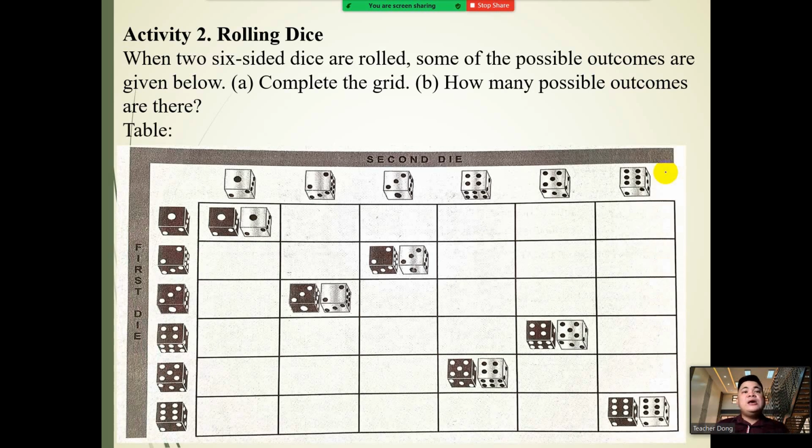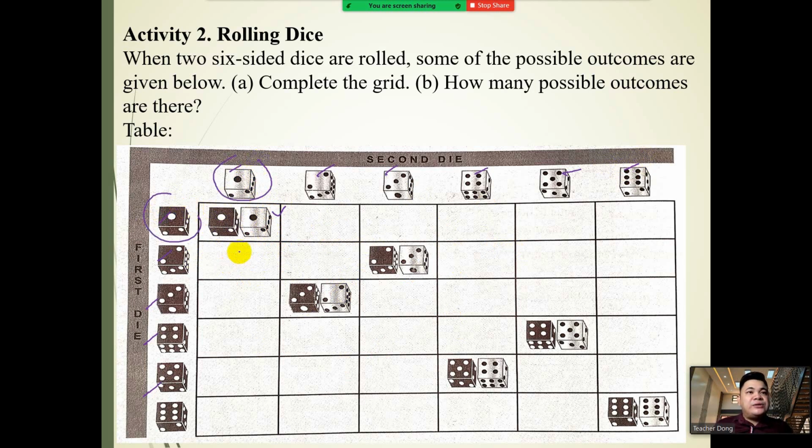For example, this one. For each die, there are 6 ways or 6 faces. In the first die, we have 1, 2, 3, 4, 5, 6. And for the second die, we have 1, 2, 3, 4, 5, 6. Now, how are we going to know the number of possible outcomes? We will intersect the first die and the second die. For example, in the first row of the first column, we have 1 and 1. How did we get 1 and 1? 1 from the first die, and 1 from the second die.